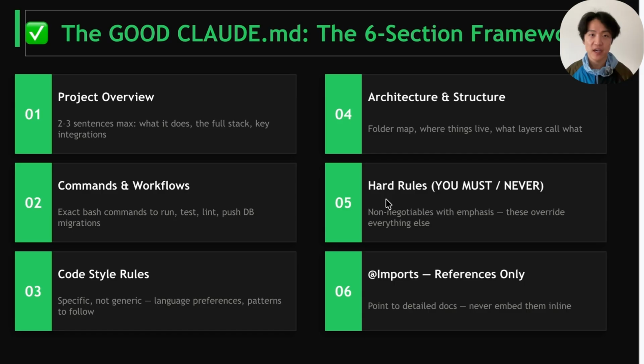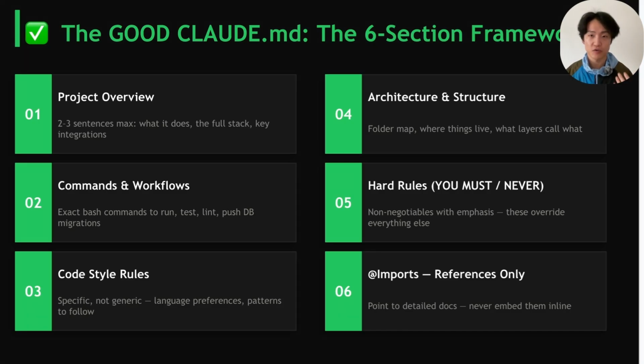And section number 5 is hard rules. So the rules that you must always follow and the rules that you must never break. These are the non-negotiables, enforced with emphasis. And number 6 is references. So it uses @imports, it points to detailed docs, but it never embeds them inline. That is the whole framework. Let me show you each section with a real example.